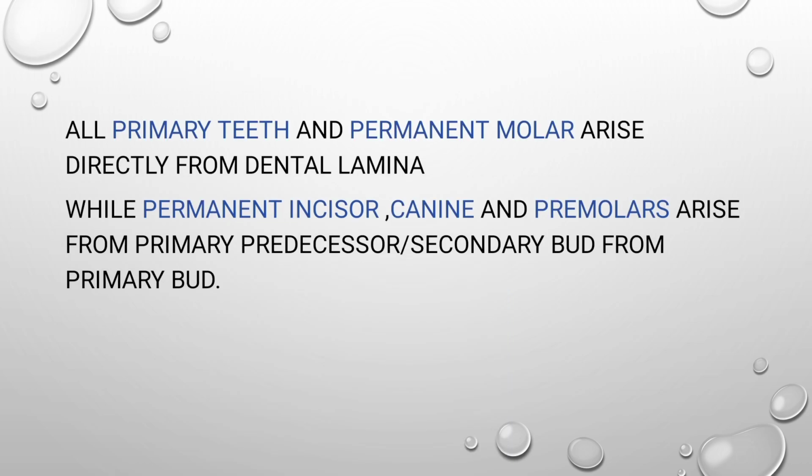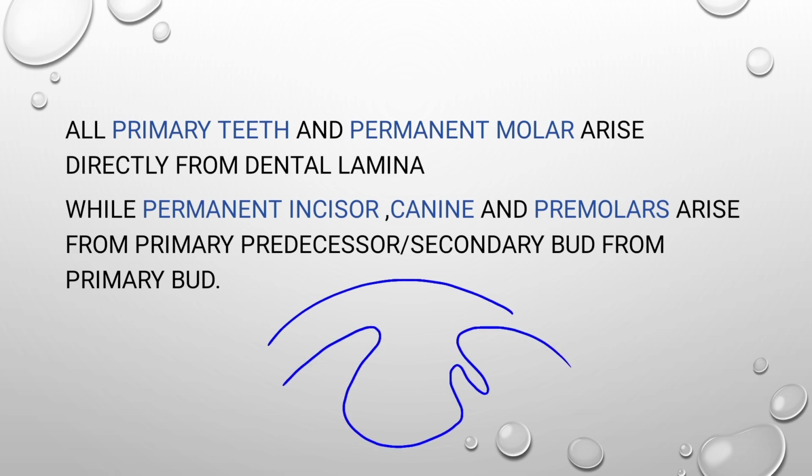All the primary teeth and permanent molars arise directly from the dental lamina. So this is dental lamina. So all the primary teeth and permanent molars arise from this region, while the permanent incisors, canines and permanent premolars arise from this region. This is successional lamina, which is also known as primary predecessors or secondary bud from the primary bud.